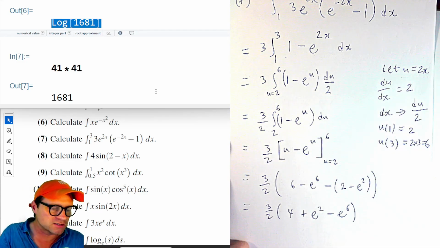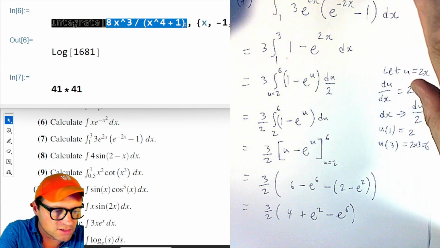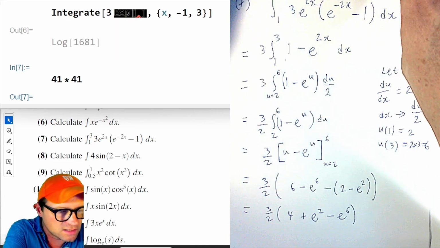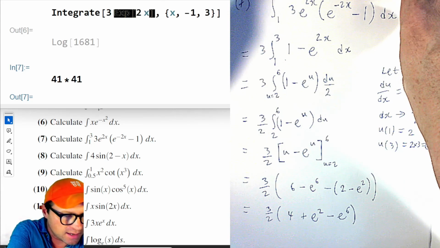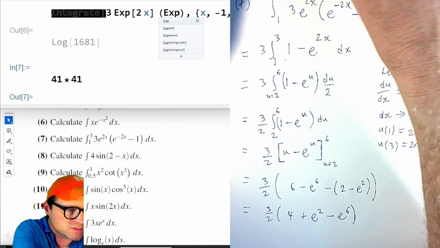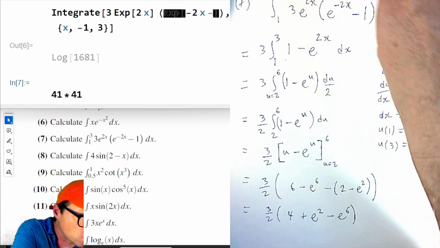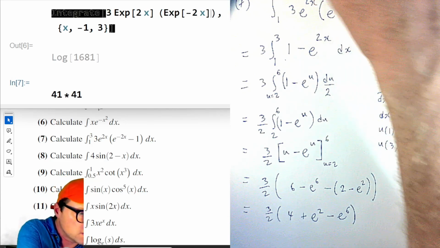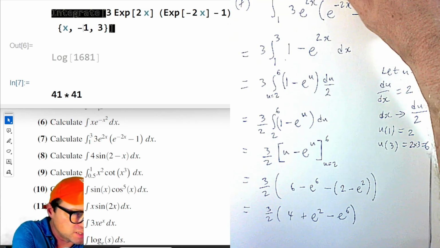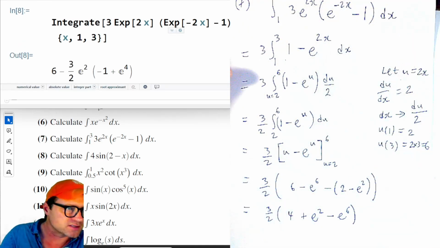Okay, let's get Mathematica to double check this. So we're integrating 3 e to the power. It's easier to write exp here, incidentally. So exp 2 space x, and then let's put in our bracket exp minus 2x, and then subtract 1. Nope, outside there. Subtract the 1. Okay, now our bounds of integration here are from 1 to 3. I think I've got that written correctly. Okay, let's run this.